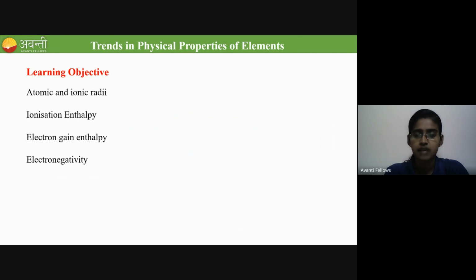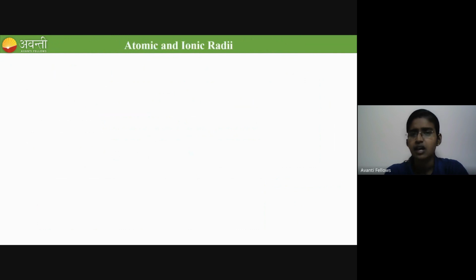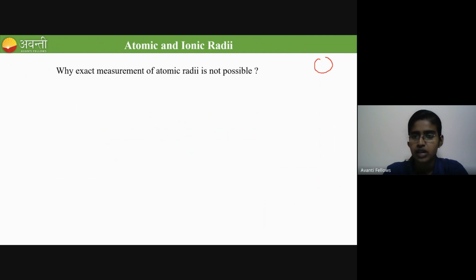Now let us start with the atomic and ionic radii property. I'll start this with a question to you. Why is exact measurement of atomic radii not possible? What is actually a radius? In maths you might have studied, there will be a circle, there will be a center point, and the distance between the center point and the edge is called the radius. So now for chemistry, let us take this as an atom.